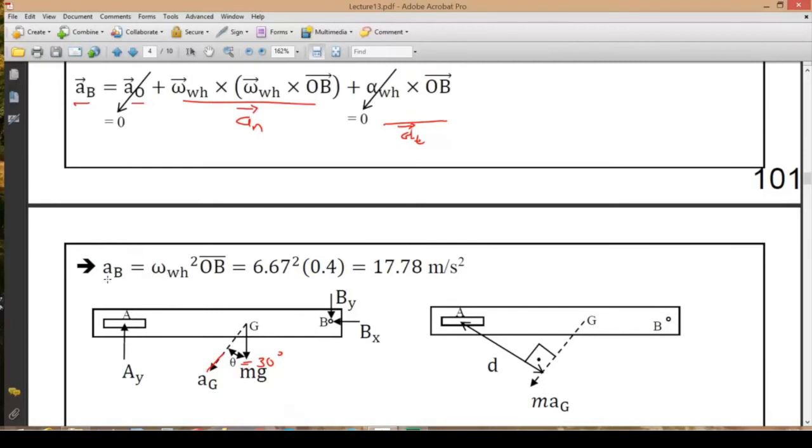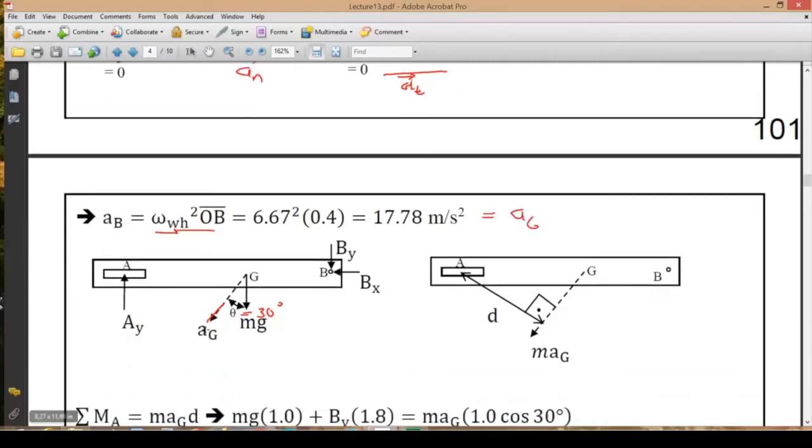And we can do this calculation. The only term that's going to appear here for the acceleration is omega squared r. R is OB here, which is 0.4. And the resultant is also the acceleration of the mass. And this is its direction.